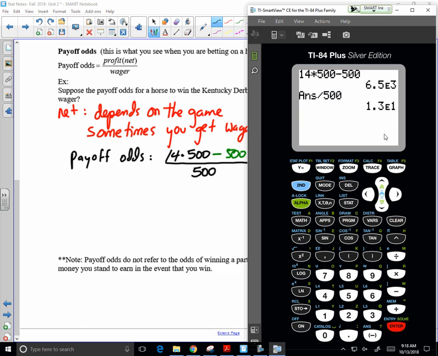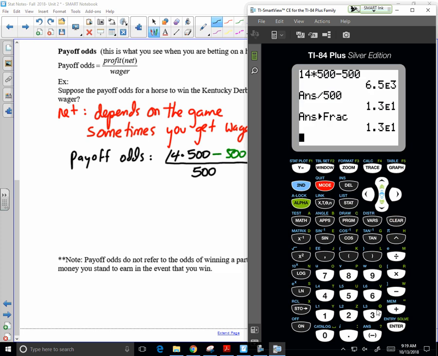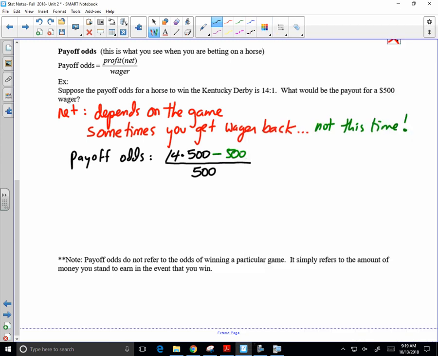I left it in scientific notation accidentally, but the calculator can still do fractions even in scientific notation. So math, enter. 13 is what we would get, but the odds should be in the form of a fraction. So we'd write it as 13 over 1, or where did I get the 14? Yeah, from this.